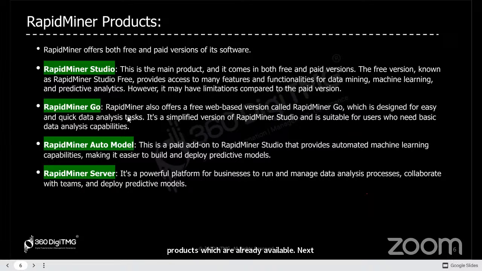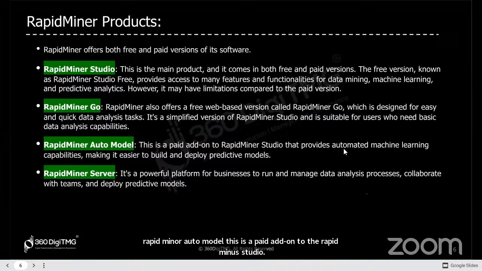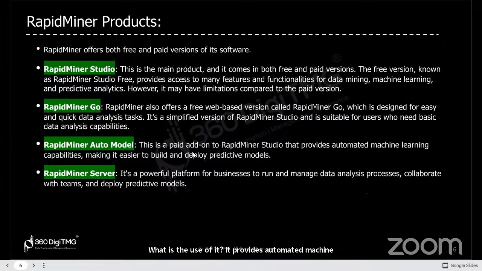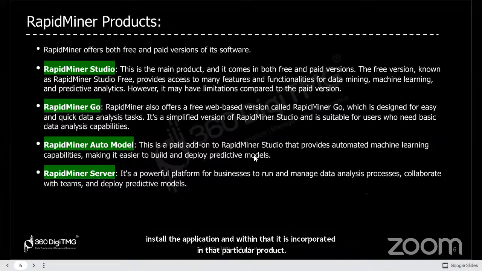Coming to the third product, we have RapidMiner Auto Model. This is a paid add-on to RapidMiner Studio. What is the use of it? It provides automated machine learning capabilities, which makes it easier to build and deploy models. You will see this Auto Model in the coming sessions. We will install the application, and it is incorporated within that particular product. We will see this Auto Model as well. It is used to build and deploy predictive models.